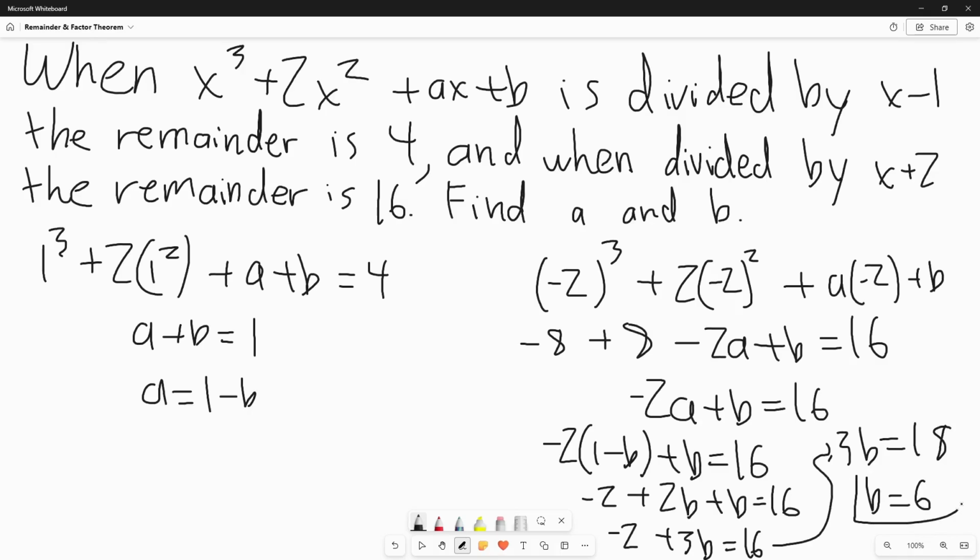So now we have our first number solved, b, and the rest is pretty simple. Just plugging b back into here. a equals 1 minus 6, which is what b equals, and we get a equals negative 5. And now we just figured out both of the variables just by using the remainder theorem, and then simplifying it down to a system of equations.